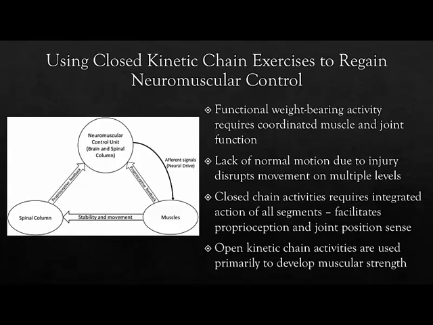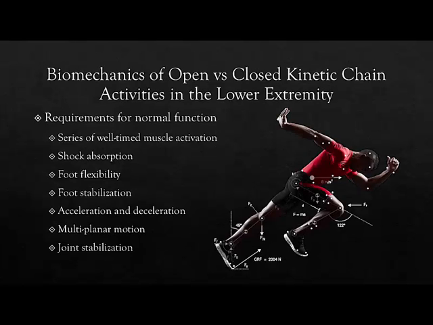Closed kinetic chain activities facilitate the integration of proprioceptive feedback coming from Pacinian corpuscles, Golgi tendon organs, and Golgi ligament endings throughout the functional use of multi-joint and multiplanar movements. Open and closed kinetic chain exercises have different biomechanical effects on the joints of the lower extremity.